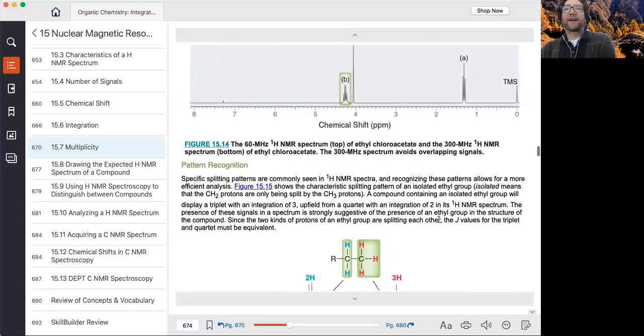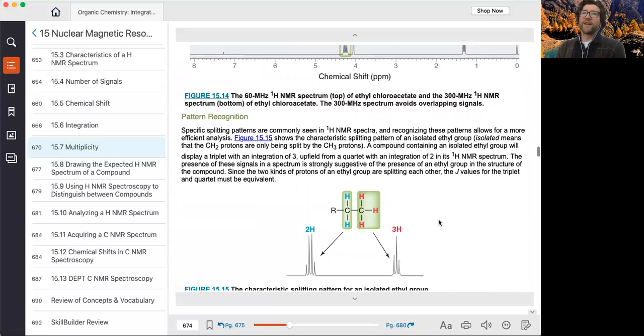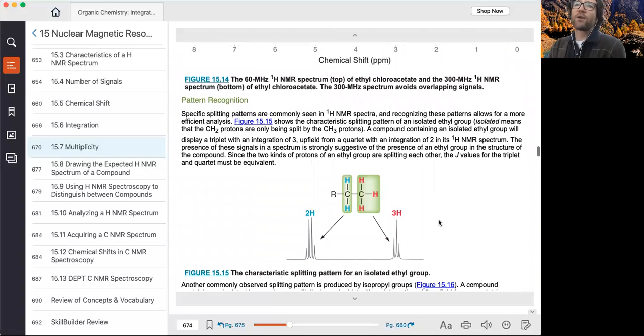So let's look at some patterns that you're likely to see in an NMR spectrometer. First, we're going to see an ethyl group's pattern. In an ethyl group, typically, you'll have a more downfield quartet that corresponds to 2 hydrogens and a more upfield triplet that corresponds to 3 hydrogens.